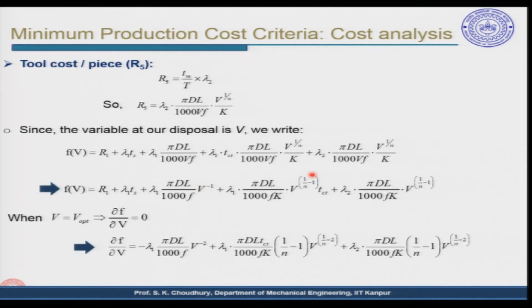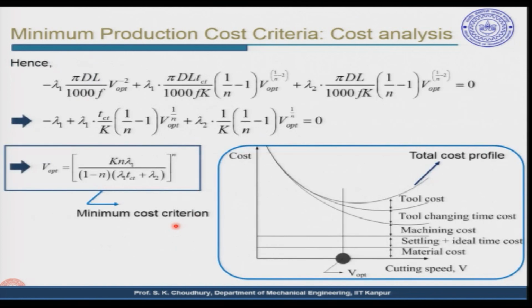Similarly, the derivative of this will be 1 by n minus 1 coming out here, in this case V to the power 1 by n minus 2, and here also it will be a similar one. Here it is the delta lambda 2, which is the tool cost per piece, and in these two factors it will be lambda 1, which is the overhead plus labor cost. Then, if we rearrange them and make them equal to 0, all the velocities that we will be getting here are the optimum velocities, because we have taken the first derivative of this equation and are equating it to 0.